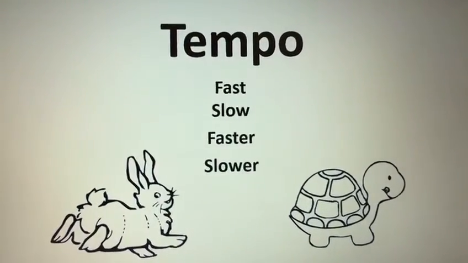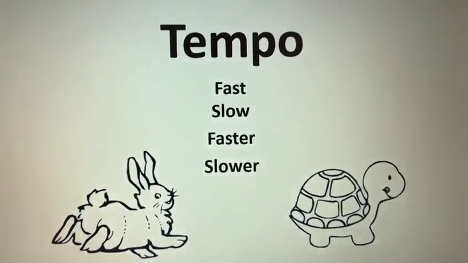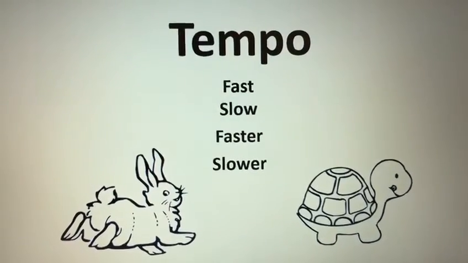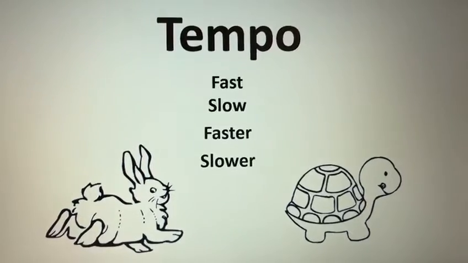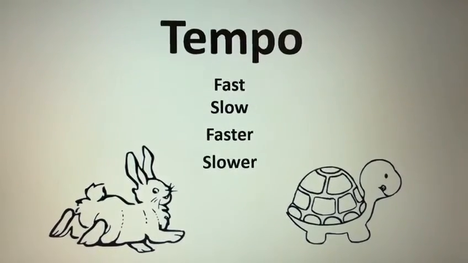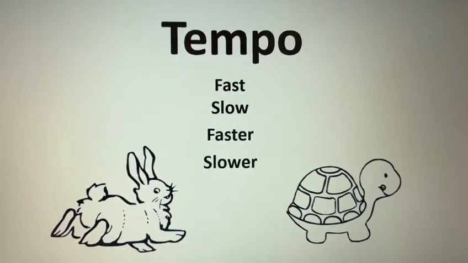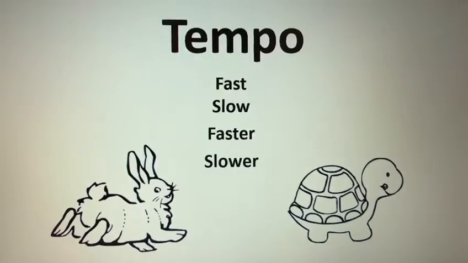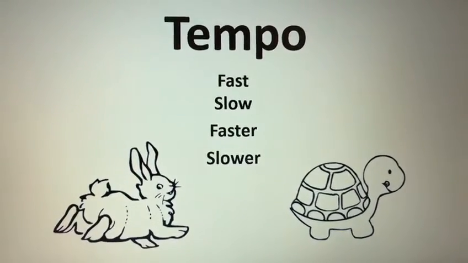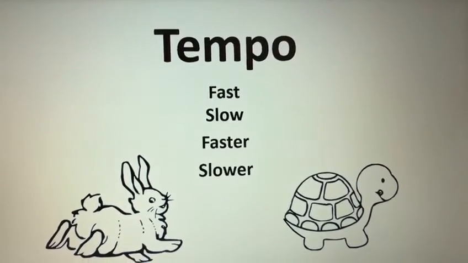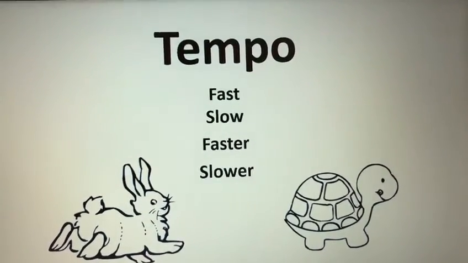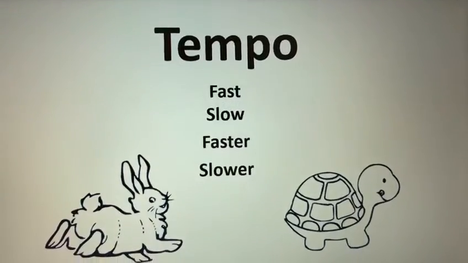Tempo. Tempo is the speed. Is the music fast? Is it slow? Is it changing throughout? And we've got the tortoise and the hare there. If you think about the story of the Tortoise and the Hare, you've got the tortoise who goes really slowly, but the hare that goes really fast. So those are 2 pictures again that could help you to remember that tempo is all about speed.